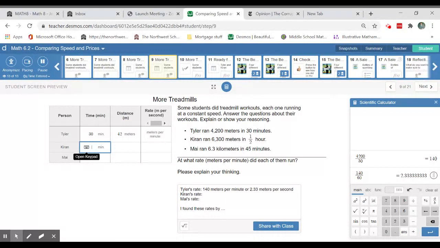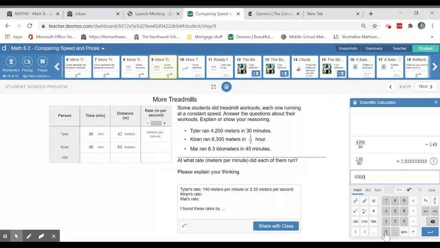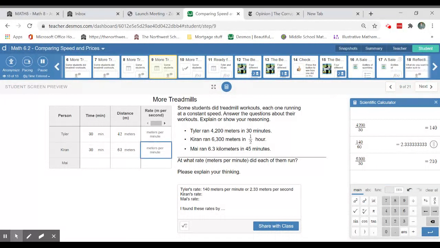Same reasoning for Kieran. Kieran, half an hour is 30 minutes, and then 6,300 meters. So if I do 6,300 divided by 30 minutes, that's going to be 210 meters per minute. So 210 meters per minute.